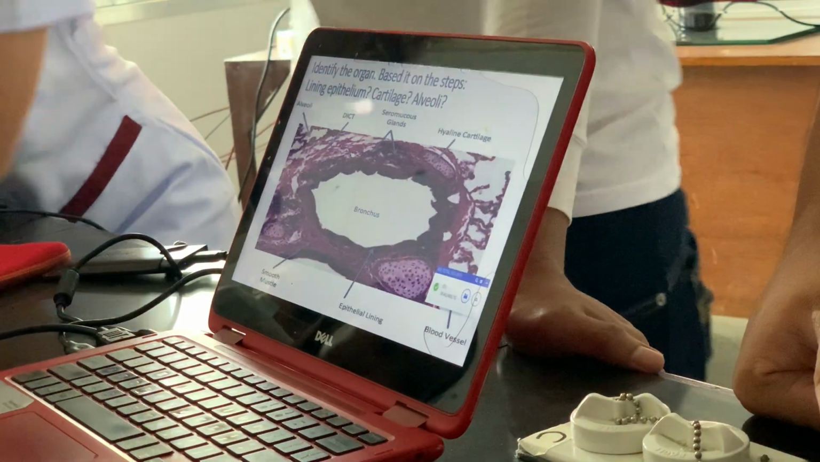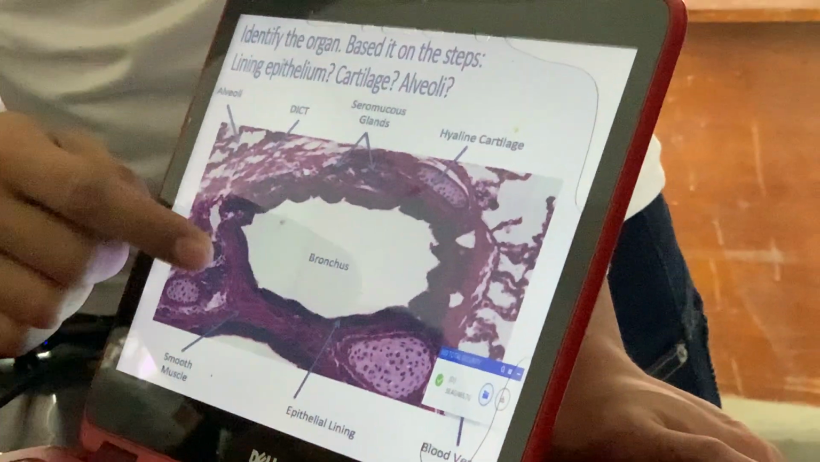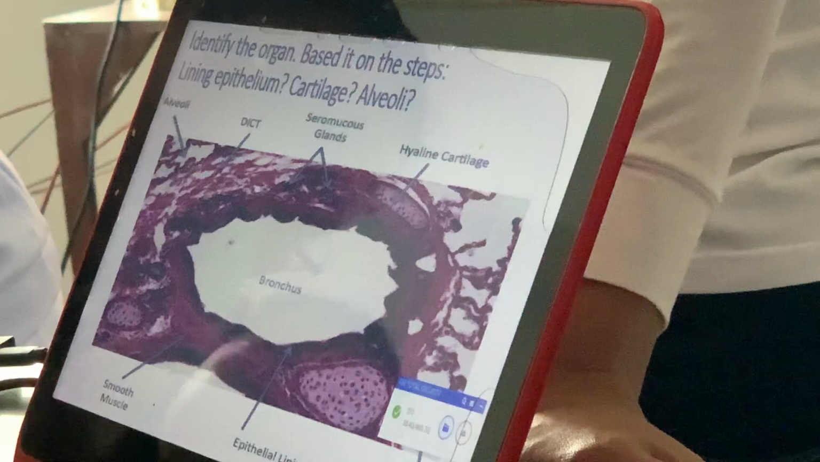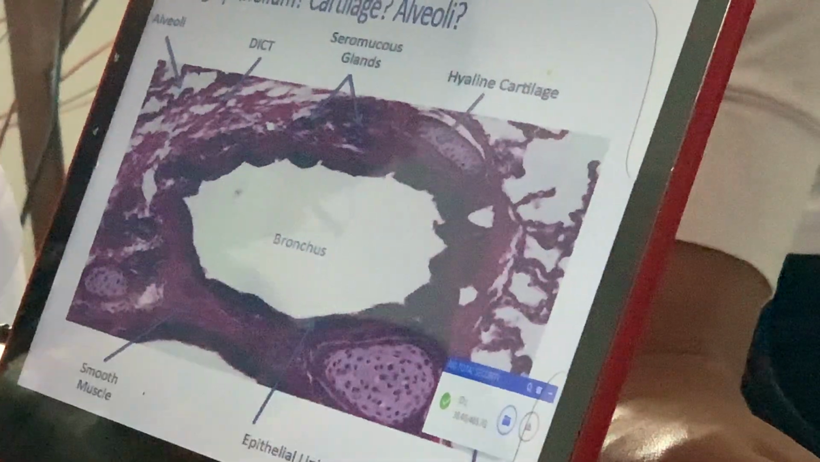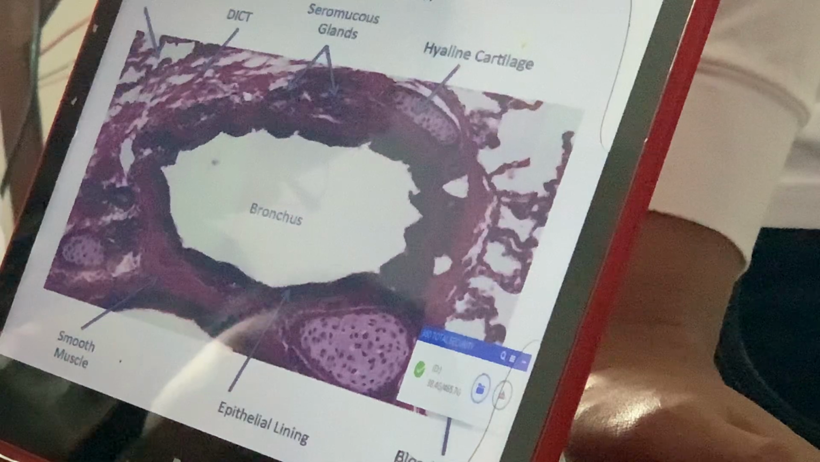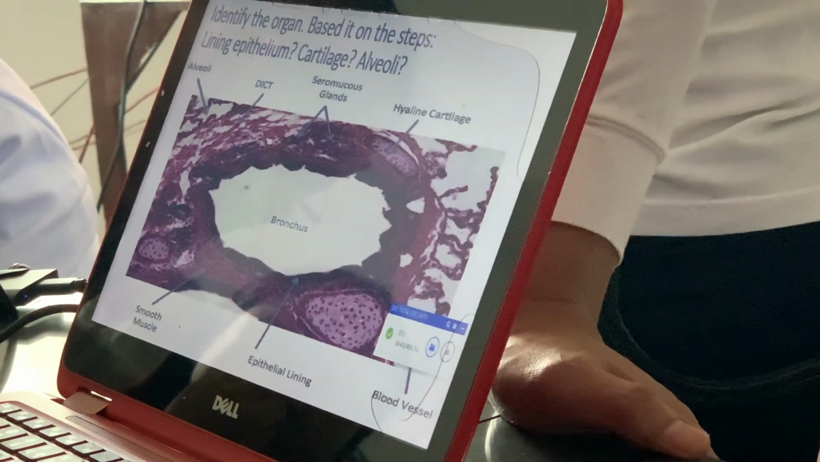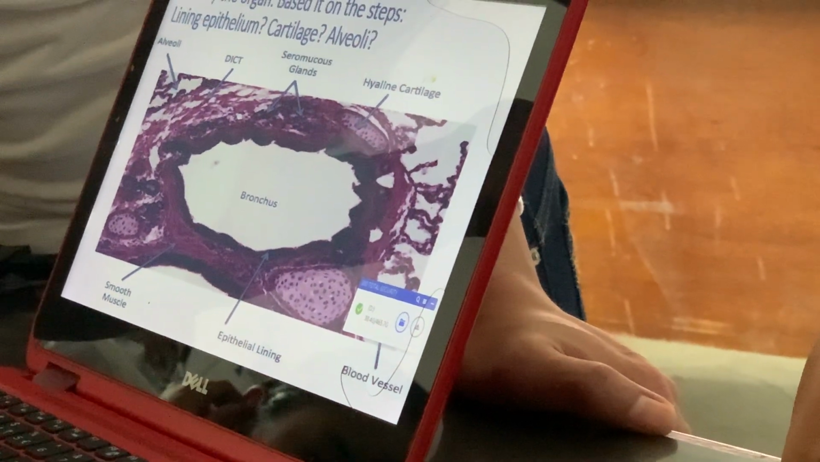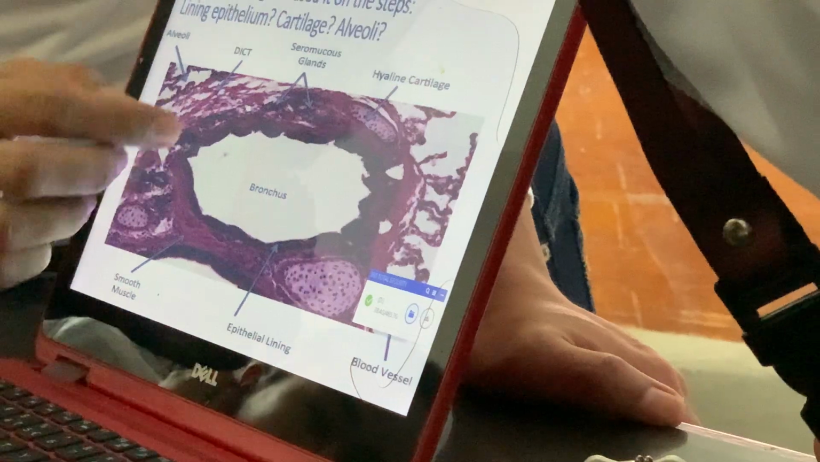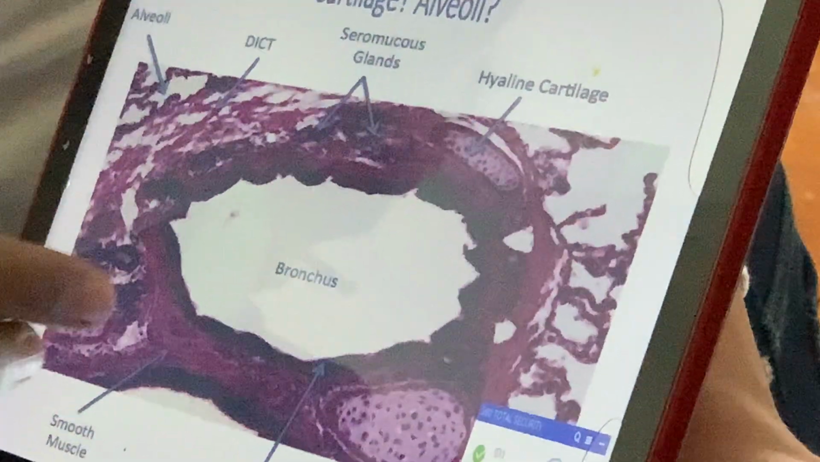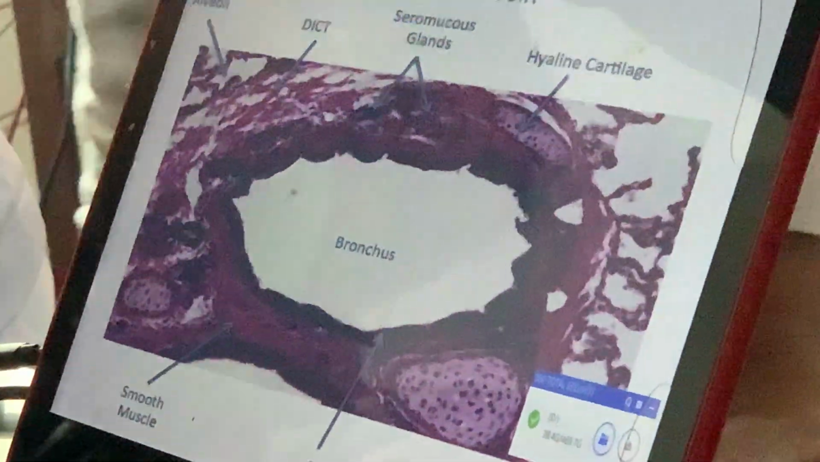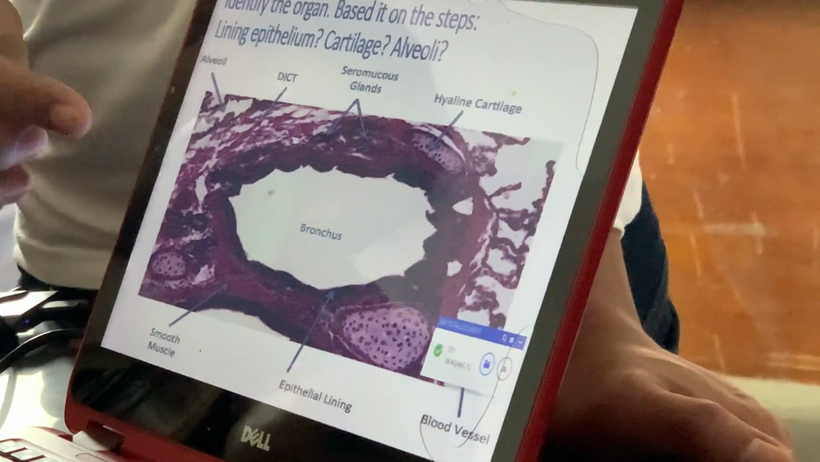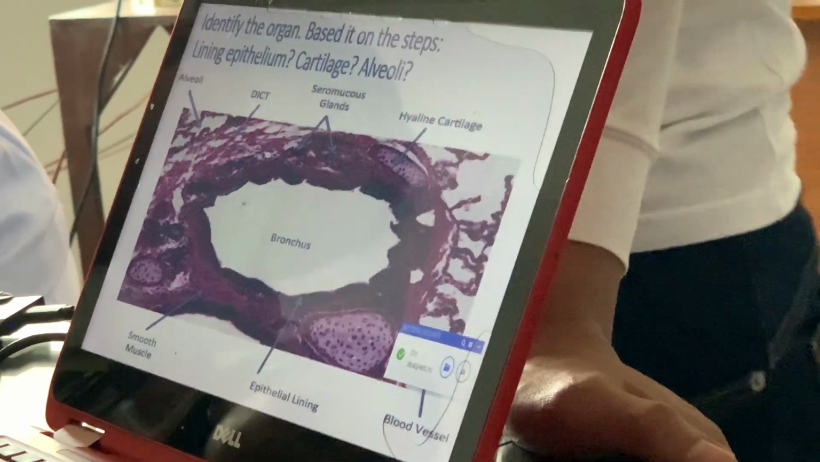Here, step 1. What's step 1? Epithelium. What's the lining epithelium? Are there goblet cells? You agree? These white ones are the goblet cells. So if it has goblet cells, is it ciliated? Yes, ciliated. Next step.